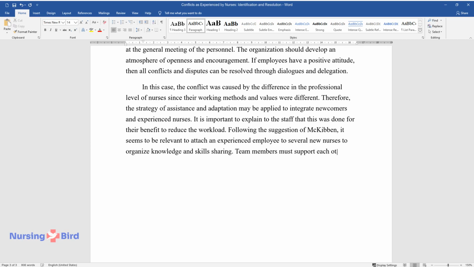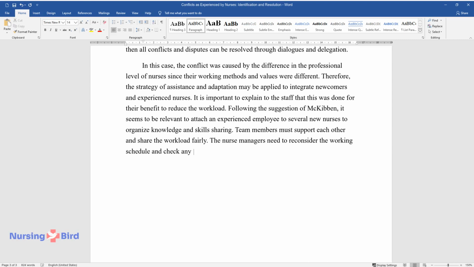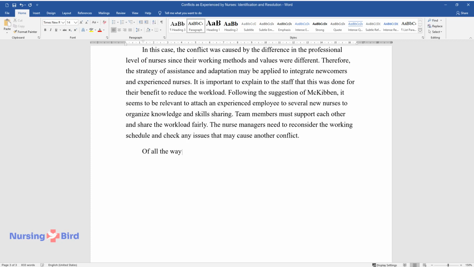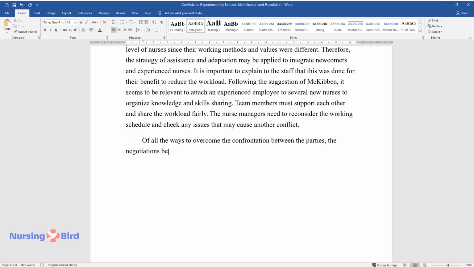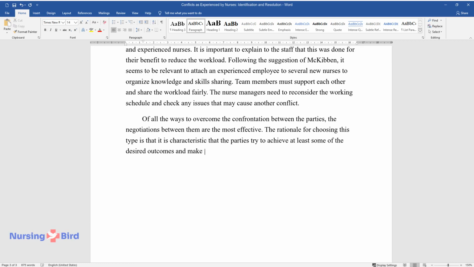Team members must support each other and share the workload fairly. The nurse managers need to reconsider the working schedule and check any issues that may cause another conflict. Of all the ways to overcome the confrontation between the parties, the negotiations between them are the most effective. The rationale for choosing this type is that it is characteristic that the parties try to achieve at least some of the desired outcomes and make certain compromises.